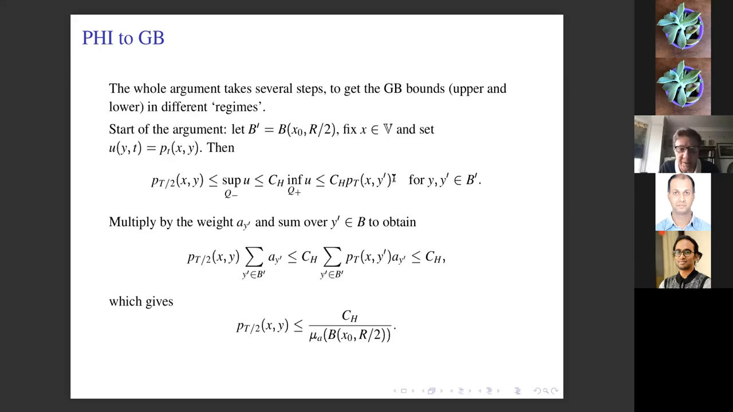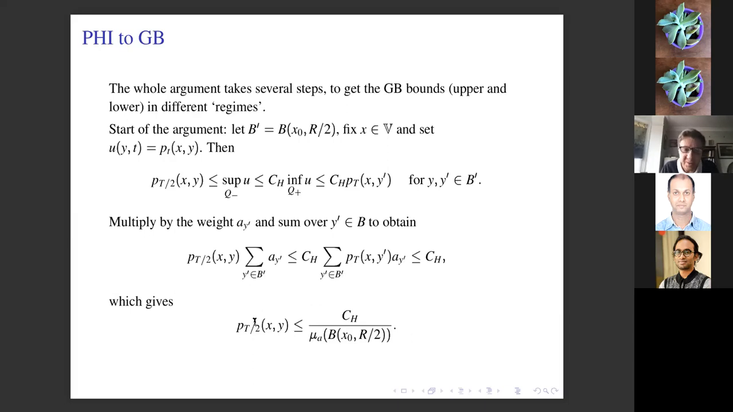So we now multiply this inequality by the weight a_{y'}, and we sum over y' in B', that should be not B, to obtain the following. On the left, we have p_{t/2}(x,y) times the sum of the weights a_{y'} over B'. And on the right, we have C_H times the sum over y' in B of p_t(x,y') a_{y'}. So this is the probability starting in x that the process at time t is in the ball B. That probability is less than 1. So what we get here is less than or equal to C_H. So we have this inequality here. Rearranging, we get this thing here.